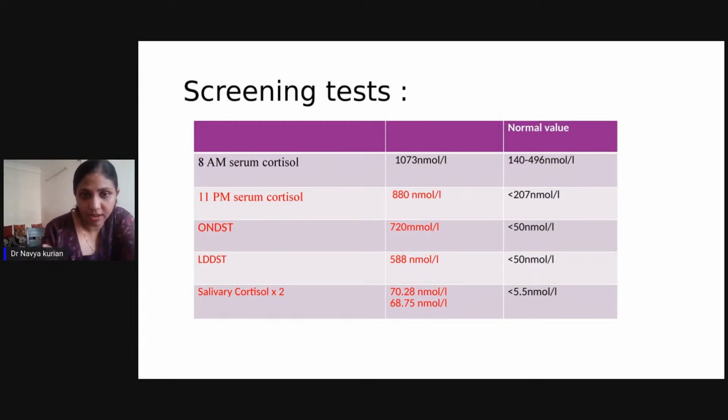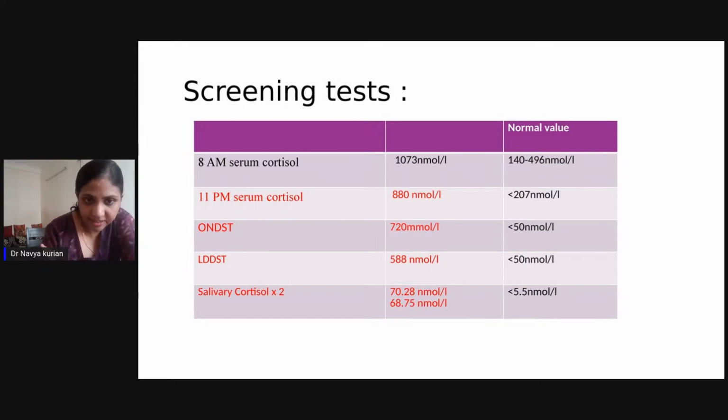Then the first thing to get deranged if the patient is having Cushing's is the circadian pattern of cortisol secretion. In the normal circadian rhythm, 11 p.m. cortisol will be less than 207 nanomole per liter, but in our patient, it was almost 900 nanomole per liter and it was very high. And her midnight salivary cortisol, normally it should be less than 5.5. For her, it was almost 70 nanomole per liter, which is very high. So we proceeded for dexamethasone suppression test. Dexa is a very potent steroid which can cross blood-brain barrier.